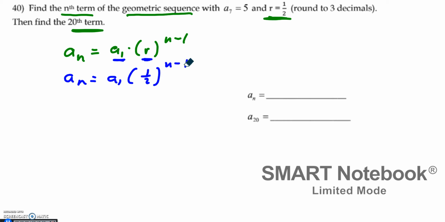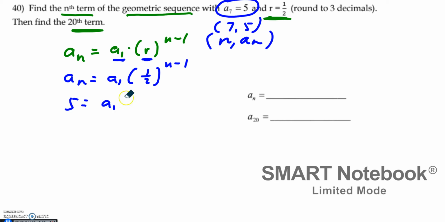But just like number 39 in the arithmetic, we can take this point that we have, 7, 5, and think about that 7 is the input value n, and 5 is the output value a sub n. So I could have 5 equals a sub 1 times 1/2 to the 7 minus 1 power, which is 5 equals a sub 1, 1/2 to the 6th.